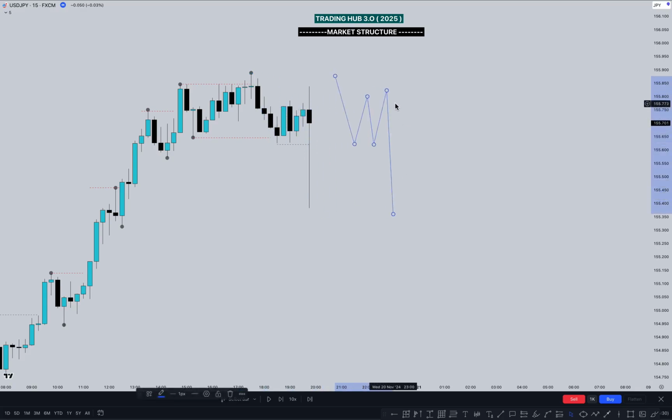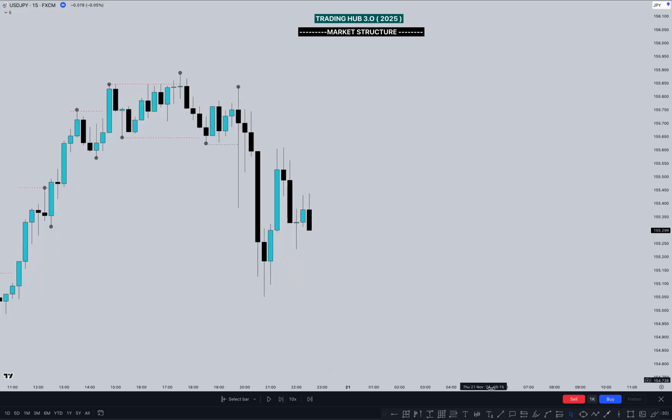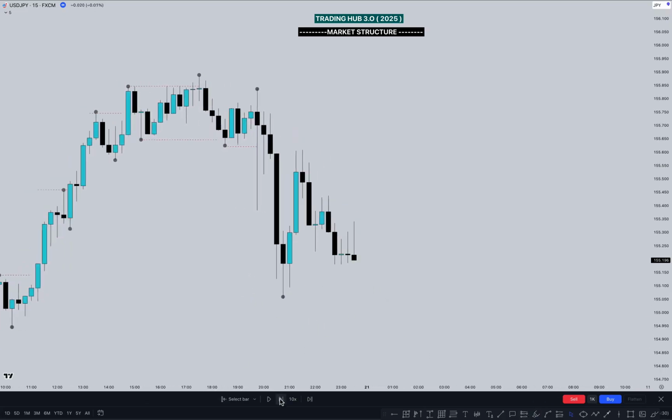So if anything happens like this, simply wait for it to create a new structure here to confirm a new lower low. So this is our previous lower low and lower high, and let's see what happened next. The market just pushes downside aggressively and we wait for a new structure here. This one is our new lower low, and let's see what happens next.